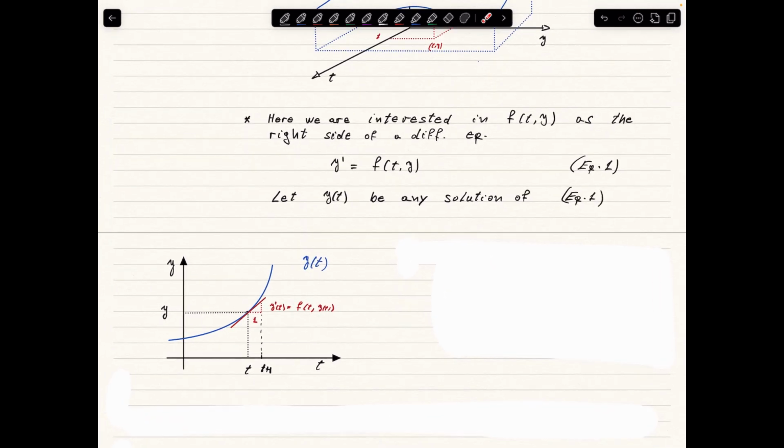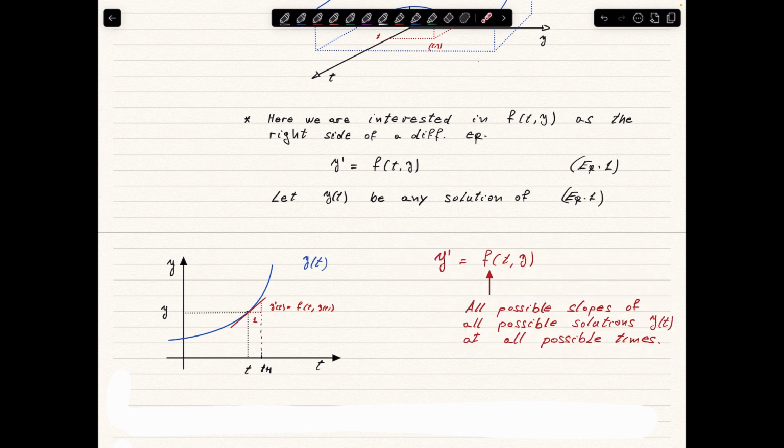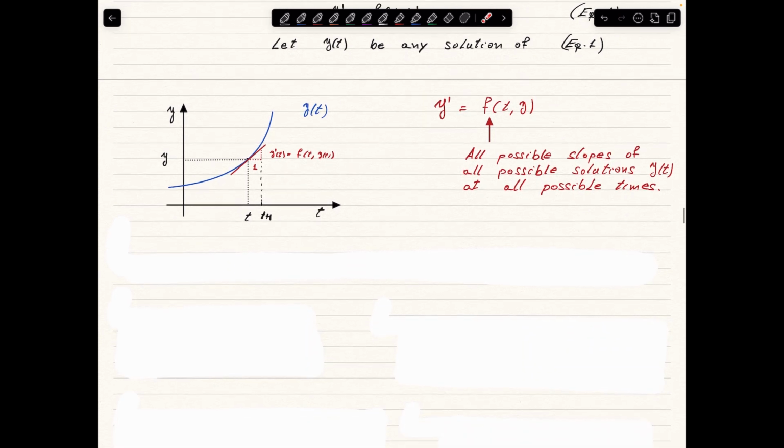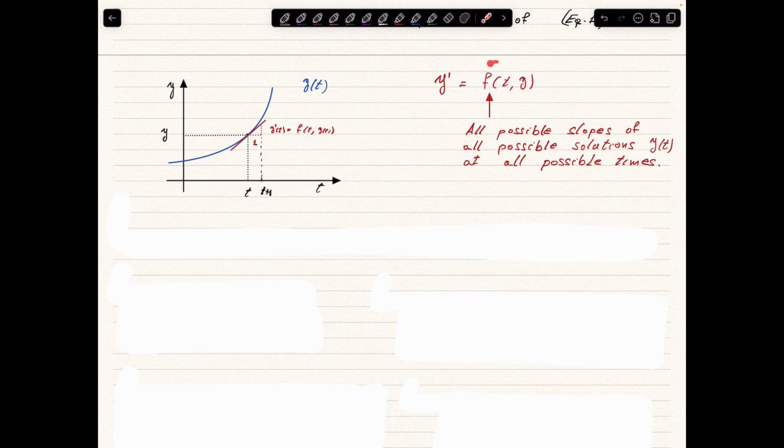So having a differential equation, what does it mean to have a differential equation? Well, one meaning is that the right-hand side of the differential equation represents all possible slopes of all possible solutions, y of t, at all possible times. Because at every time and at the solution y, this is what we are giving, the slopes. So that is one way to interpret the information given in a differential equation. You are giving all possible slopes of all possible solutions.